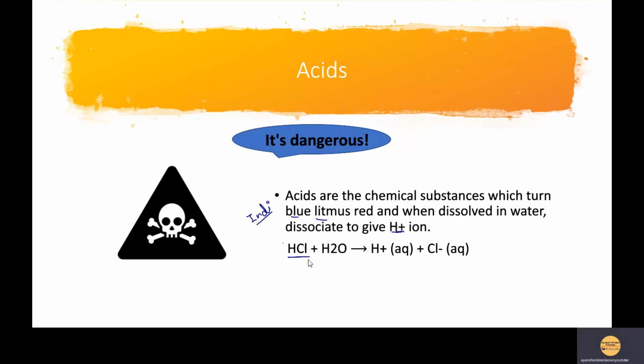Now when hydrochloric acid combines with water, you get H plus ions, that is, it dissociates to give H plus ions and chloride ions. So whenever a chemical substance is dissolved in water and breaks into its constituent ions, and you get hydrogen ions, then you term that chemical substance an acid, and it is very essential to handle them with utmost care.